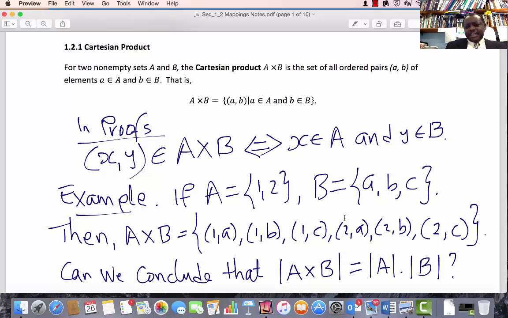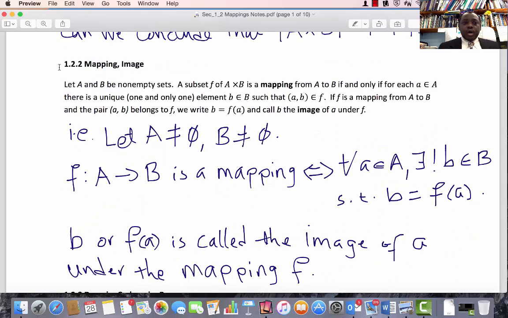Now, interestingly, the cardinality of A is 2 because A has 2 elements. The cardinality of B is 3, because B has 3 elements. And the cardinality of A × B is 1, 2, 3, 4, 5, 6, which is the cardinality of A times the cardinality of B. Question: can we conclude that the cardinality of A × B always equals the cardinality of A times the cardinality of B? Attempt a proof of that, and we shall discuss that some more in class.